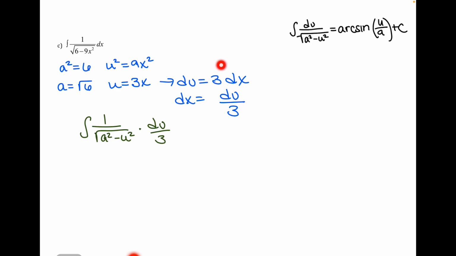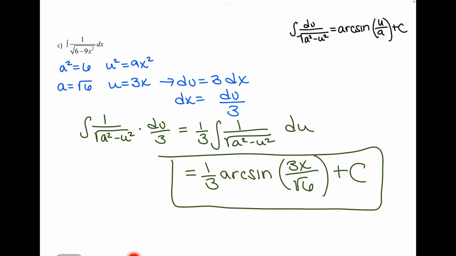That's because du is 3 dx, so we could solve for dx by dividing by 3, and that means dx is du over 3. Pulling the 1/3 out front, now I have something that matches my arc sine pattern perfectly. So using my formula, I am going to get 1/3, my constant, arc sine of 3x over root 6 plus c. That was my u over a, and then of course plus c.